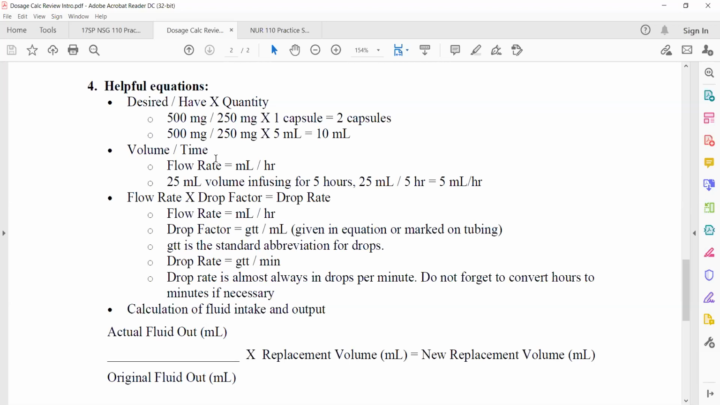Just remember that it's volume over time, and sometimes they'll give you time in minutes. You need to convert minutes to hours, and that's that. You don't need to worry about the flow rate yet, but you'll see that later on.